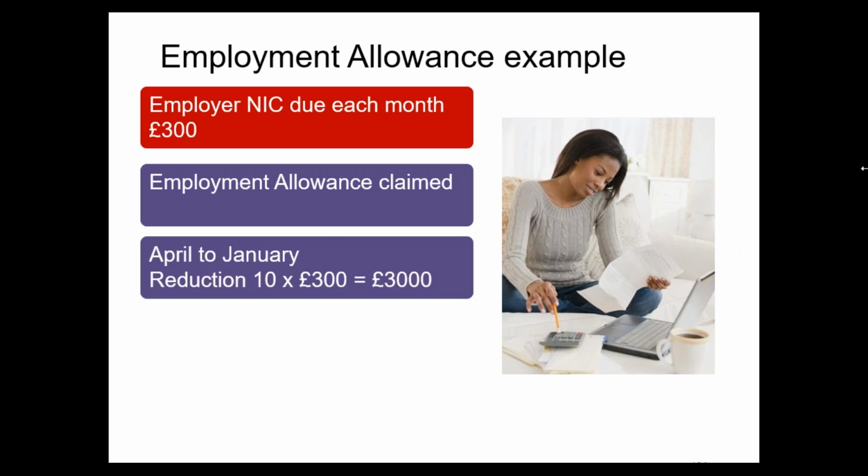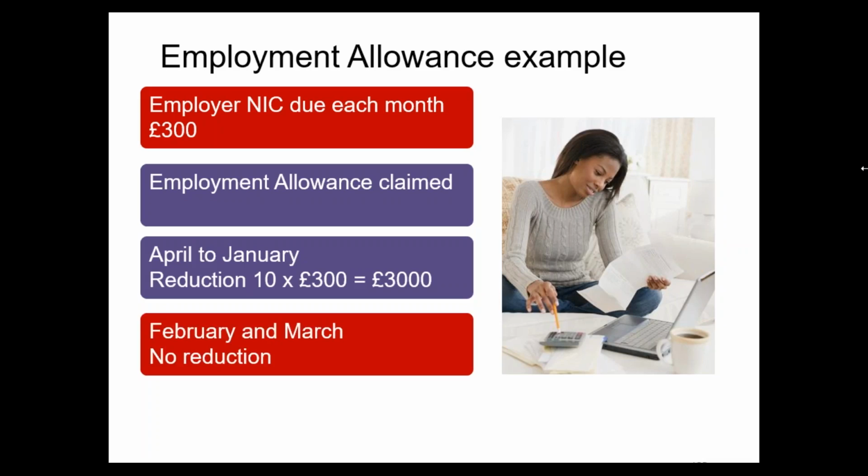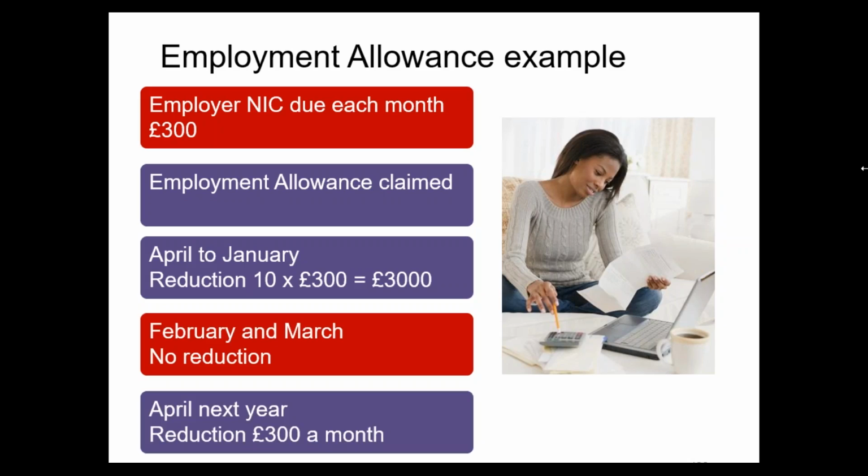Now, for 10 tax months from April to January, her software will report to HMRC that her national insurance bill is reduced by £300, which is the full amount of employer national insurance she was due to pay. Her software will not report a reduction for tax months February and March because by then she has reclaimed the maximum £3,000 for the year. So she would pay the full national insurance due in those 2 months. Her software will report a reduction again in the first month of the next tax year, starting the following April.